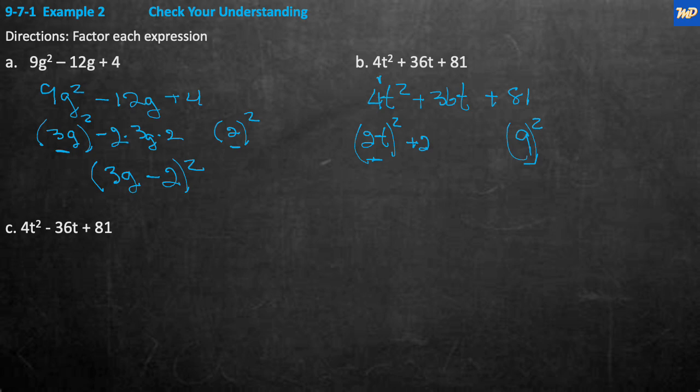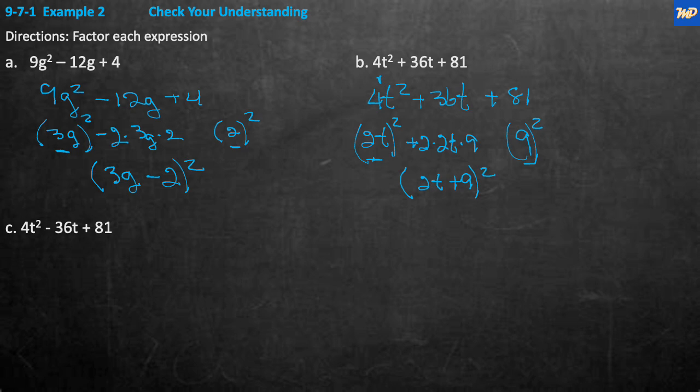And what do we need for our middle term? We need a 2t and a 9, right? So 18 is 2 times 9. Okay, so we get a 2t and a 9, because 18 is 2 times 9. So these are the terms we needed, and we found we have a 2t and a 9. So since we found those, we can now say that the answer to this is 2t plus 9 squared.